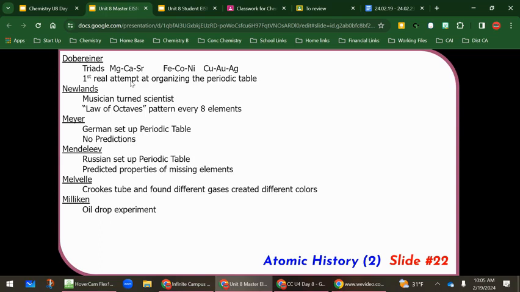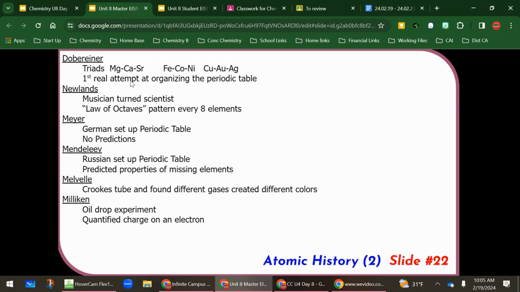Millikan and Melville? Oh, wait, you're saying Millikan might be this guy who's on the board, right? Oh, I see what you're saying. There's a spelling error. It's E-A-N on there and it's E-N on here. Yes, same guy. Sorry. Millikan. Yes. He actually was able to find the charge on an electron.